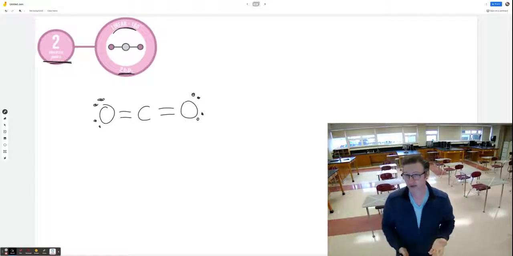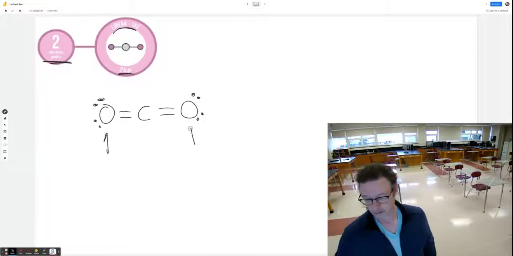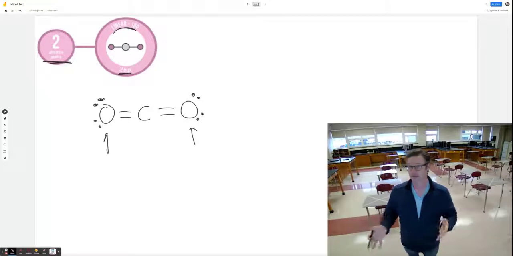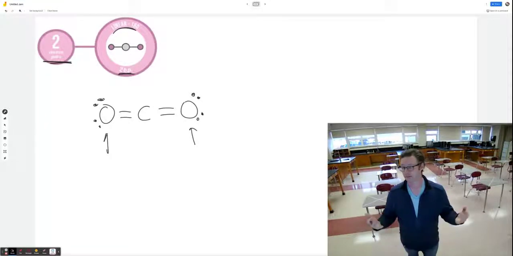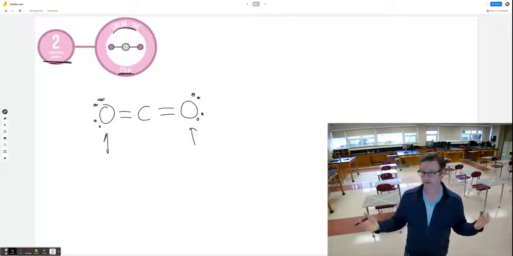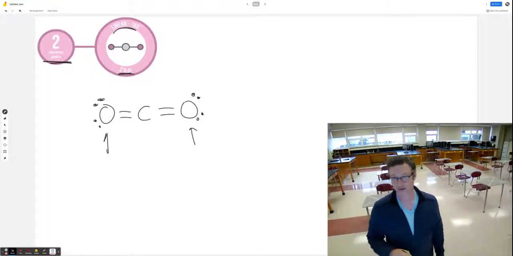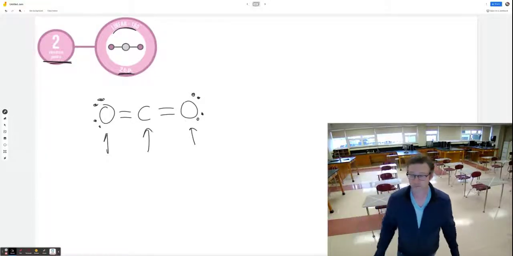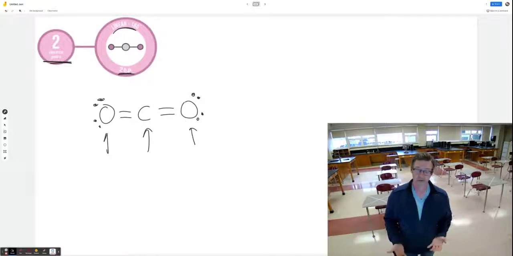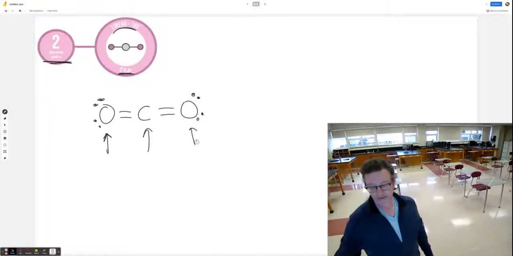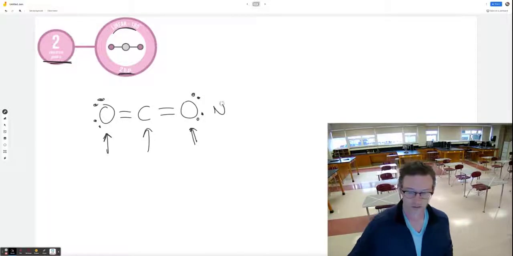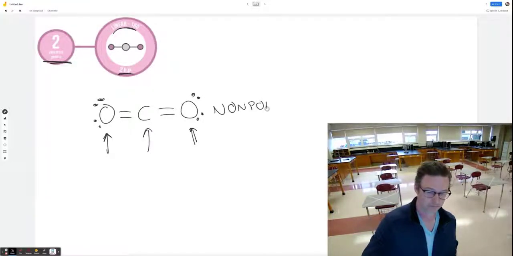So then the question of polarity comes down to, first of all, look at the terminal atoms. In this case, there are two terminal atoms, both of which are oxygen. So we can't use that yet to determine if it's polar or not, because they're the same atom, same element on both terminal atoms. The second question is, are there any lone pairs on the central atom? The answer here is no. So we have two terminal atoms that are the same. We have no lone pairs in the center. Therefore, this is non-polar.